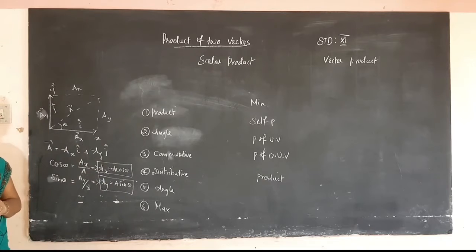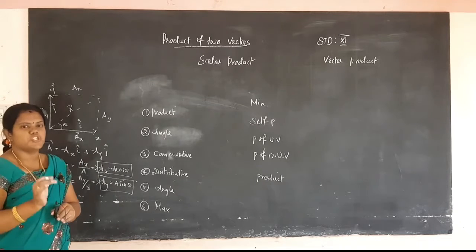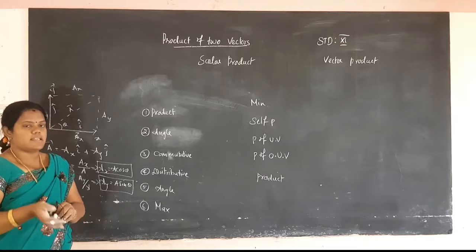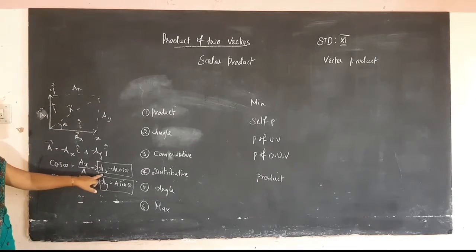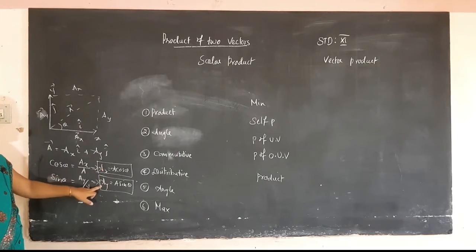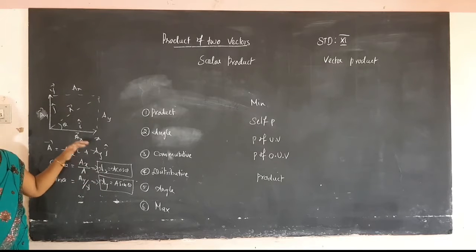What is the meaning of component? Component is nothing but just mentioning it with its axis. So the x component of a and the y component of a are mentioned as the components of the vector.